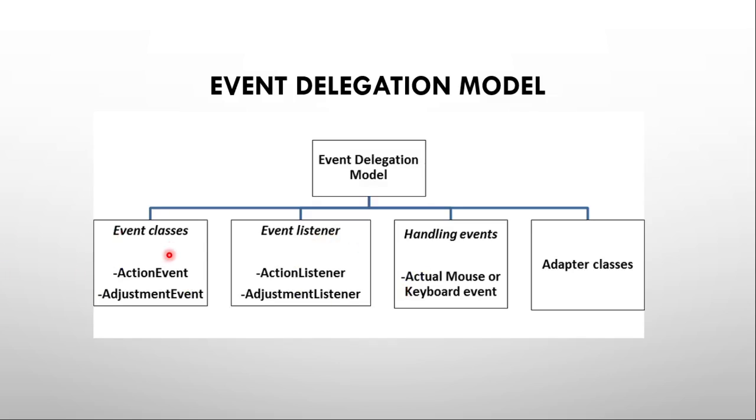So this is the event delegation model. In this video we are going to discuss event classes and event listeners. As I said, for each and every single event which you perform, there will be a listener. For example, if you are performing action event, then there will be action listener. If you are performing adjustment event, then there will be adjustment listener.